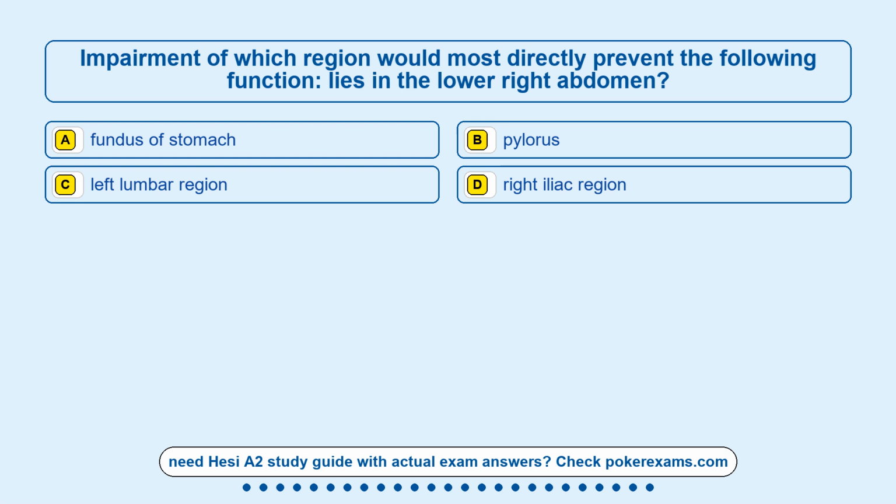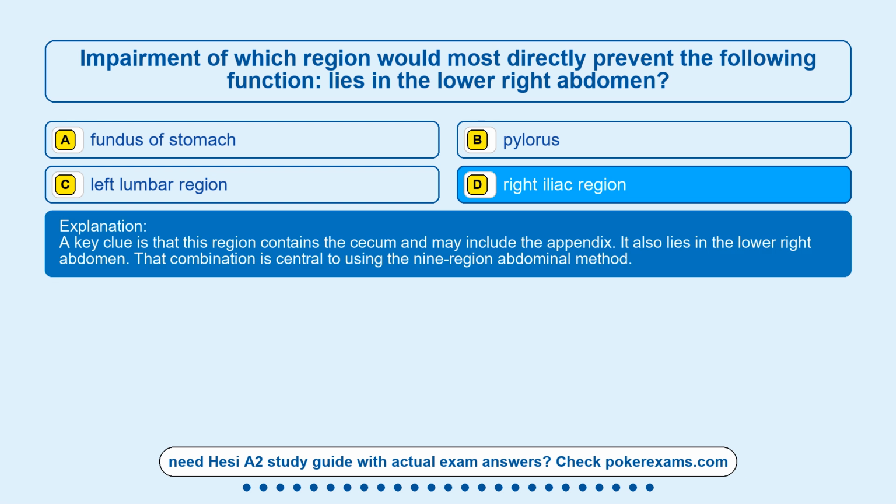Question 13. Impairment of which region would most directly prevent the following function? Lies in the lower right abdomen? Option A, fundus of stomach. Option B, pylorus. Option C, left lumbar region. Option D, right iliac region. The correct answer is option D, right iliac region.